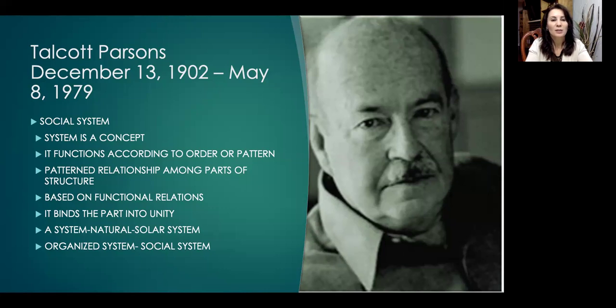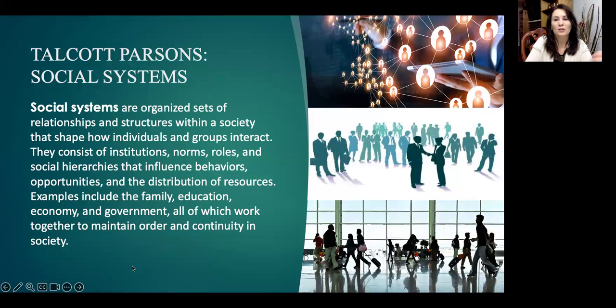And also he talks about a system: natural solar systems, organized systems. Parsons' work reminds us how social groups interact in society, how they are organized. For example, people at the airport, or social systems where people may not know one another very well, but they are there for a few hours. They can be from different countries. They may not speak the same language. They may not know one another, but they are in that space for a certain time.